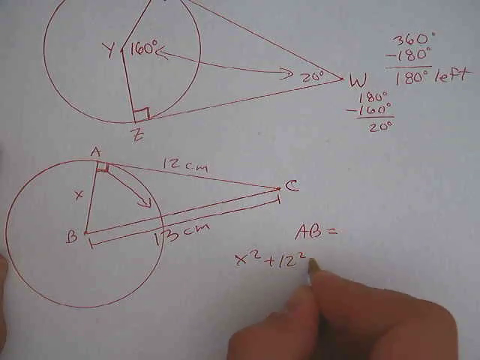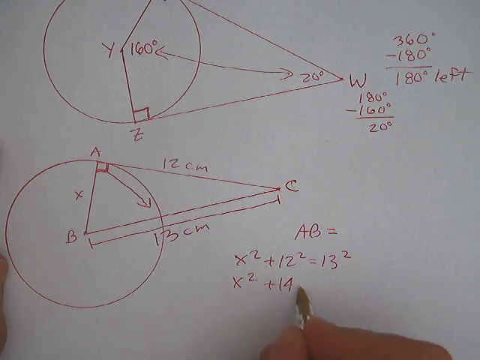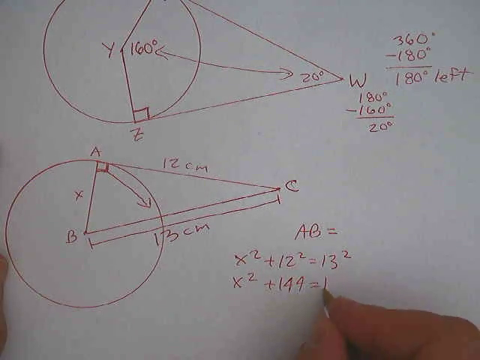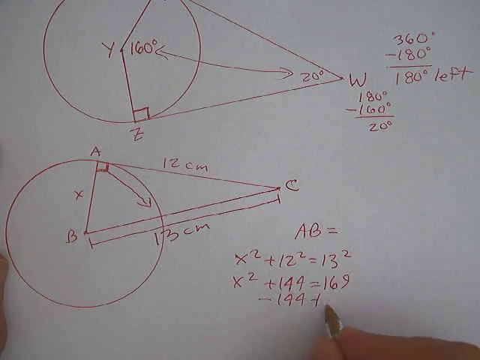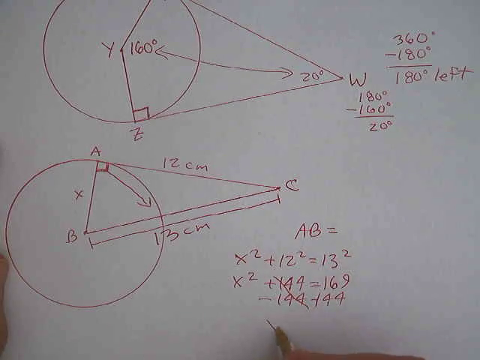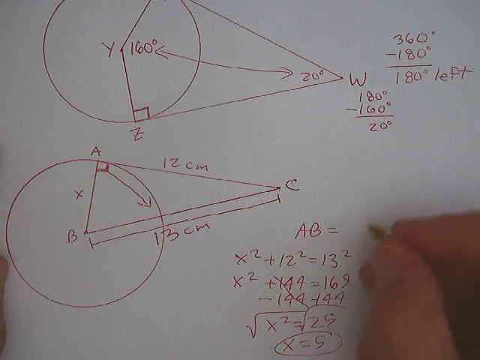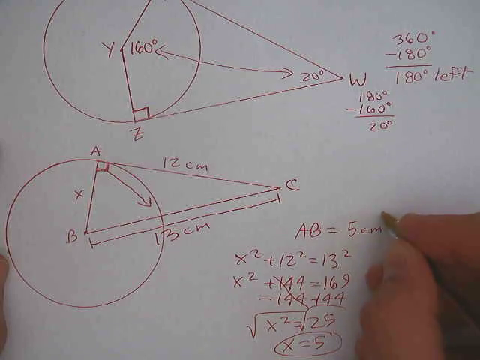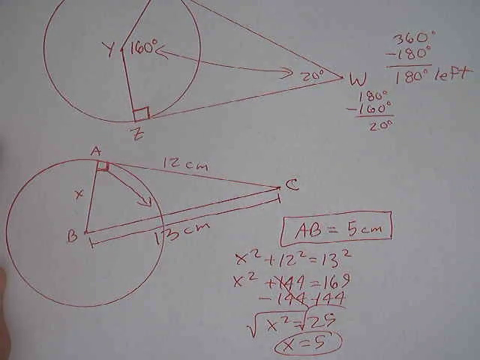And again, the right angle always points to the hypotenuse, so I could take x squared plus 12 squared equals 13 squared. X squared plus 144, that's 12 times 12 is 144, equals 13 times 13, which is 169. Subtract 144 from each side. I'm left with x squared equals 25. Take the square root. X equals 5. So that means AB must be 5 centimeters long.